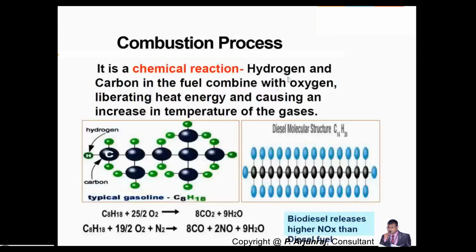And when it reacts with oxygen, it liberates heat energy. I told you the heat energy comes from the chemical energy. And from that, what are you going to get? It will also increase the temperature of the gases. Yes, you are going to get finally the exhaust gas.